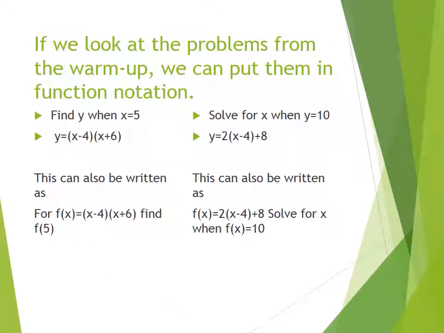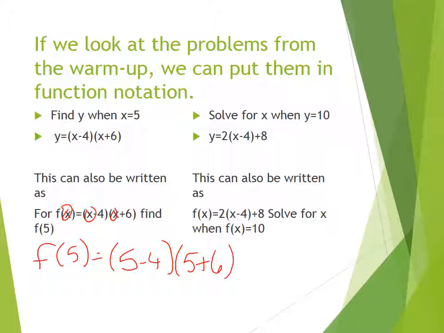So as we move forward, we're looking at this in terms of the warm-up. So we had find y when x equals 5, and then we had our equation. If we have f of x equals x minus 4 times x plus 6, and we want to find f of 5, the way we would write that is f of 5 equals, and whatever is in place of x here, I'm going to put in place of x here and here. So it's going to be 5 minus 4 times 5 plus 6, which we did in the warm-up. So our answer here would be f of 5 equals 11. That same side doesn't change, just like it would be if it were y.